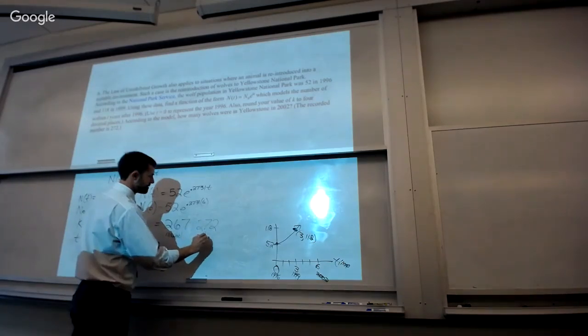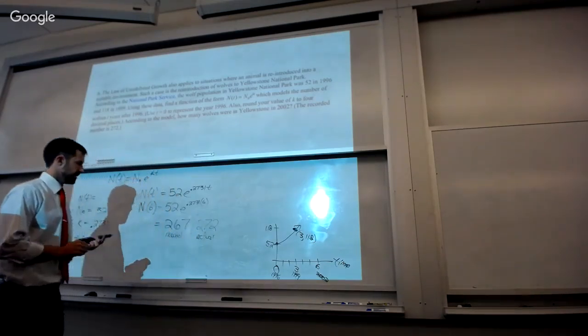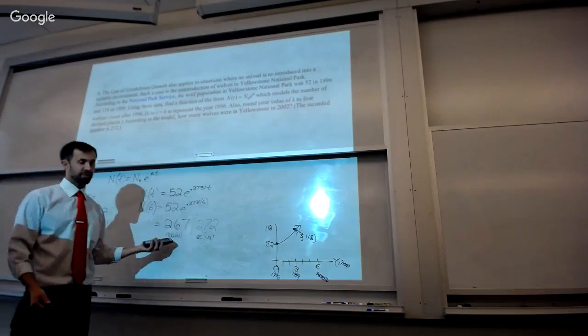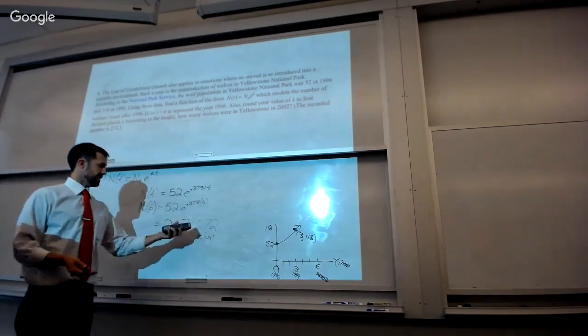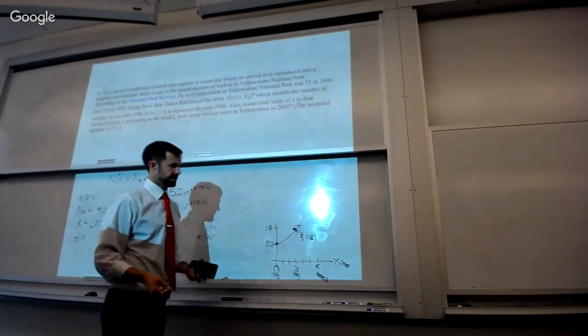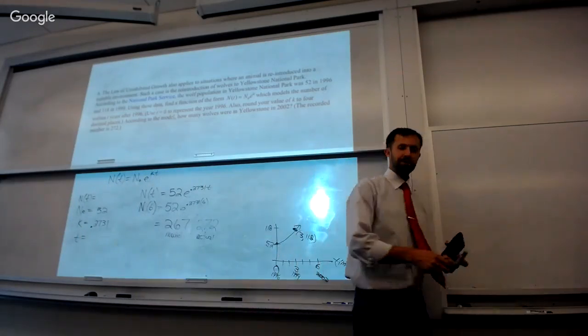So is that close? Yeah, it's pretty close, right? Just in terms of a model predicting how many wolves there would be, they got to within 5 wolves. That's not terrible. Okay.